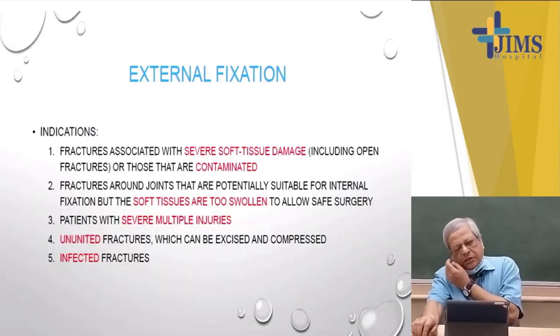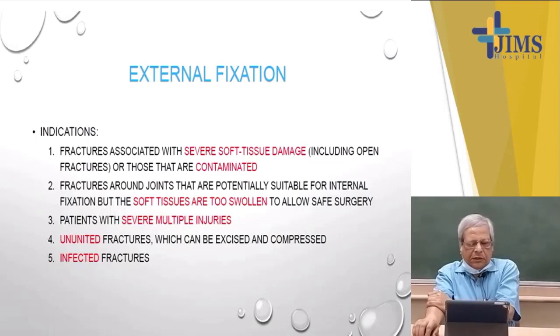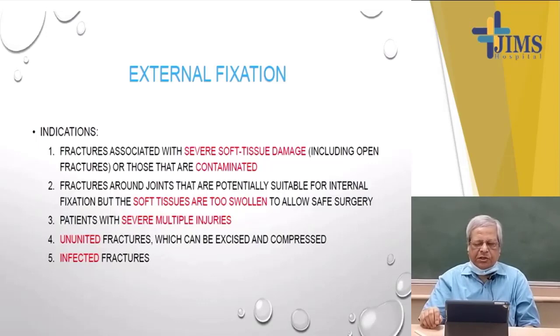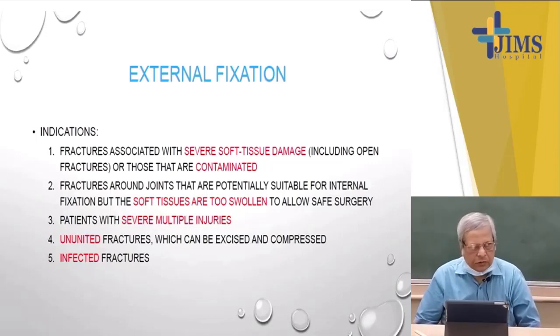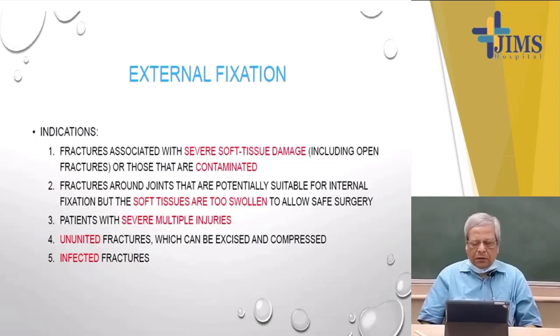Now let us come to external fixation. Indications are fractures associated with severe soft tissue damage, including open fractures or those that are contaminated. Fractures around joints that are potentially suitable for internal fixation, but the soft tissues are too swollen to allow safe surgery. That is, when the blood supply to the skin is abnormal or jeopardized, then one should temporarily place an external fixator.